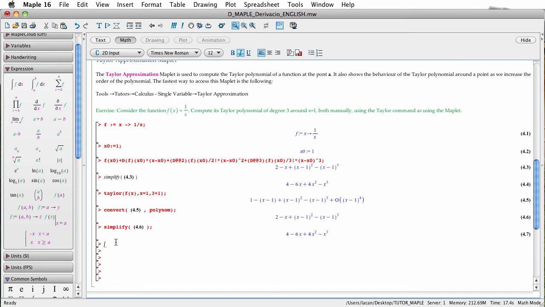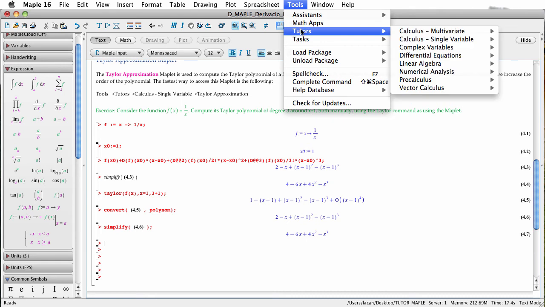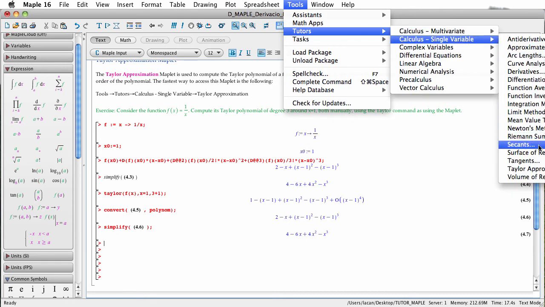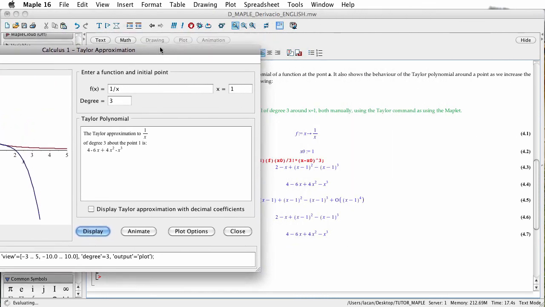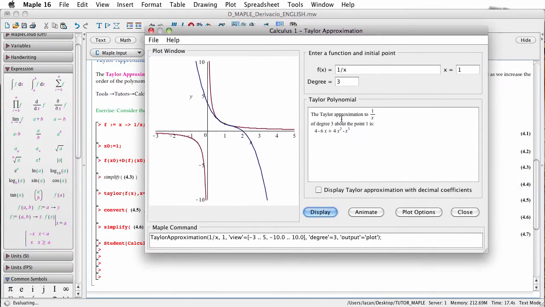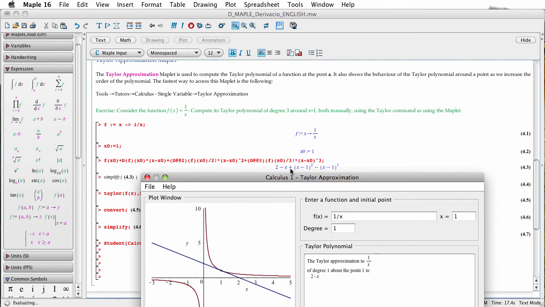Let's see now what about the tutorial. So tools, tutors, single variable, and Taylor approximation. So here we are going to enter 1 divided by x. The point is going to be 1, and the degree is going to be 3. So if we look at it, you get the same result we got here. Okay, the Taylor polynomial is this one, but you also get a plot. You can see that the function and the polynomial are really close, around 1. I'm going to show you, this is the second line, the tangent line, 2 minus x is what we got here. The first one, 2 minus x.